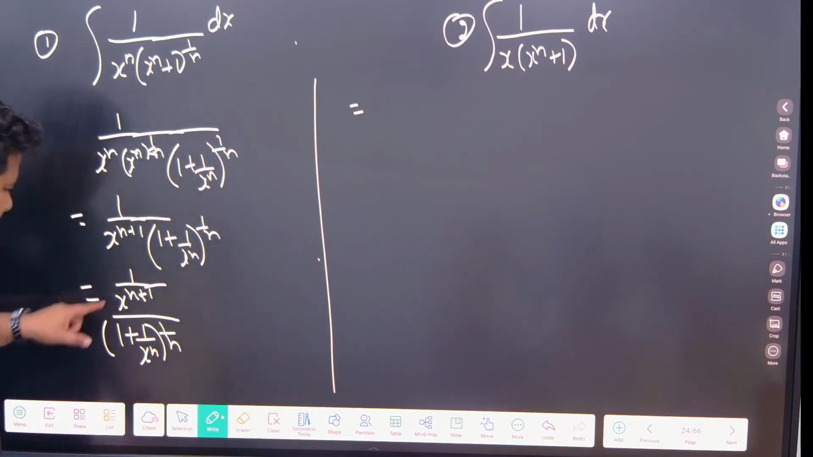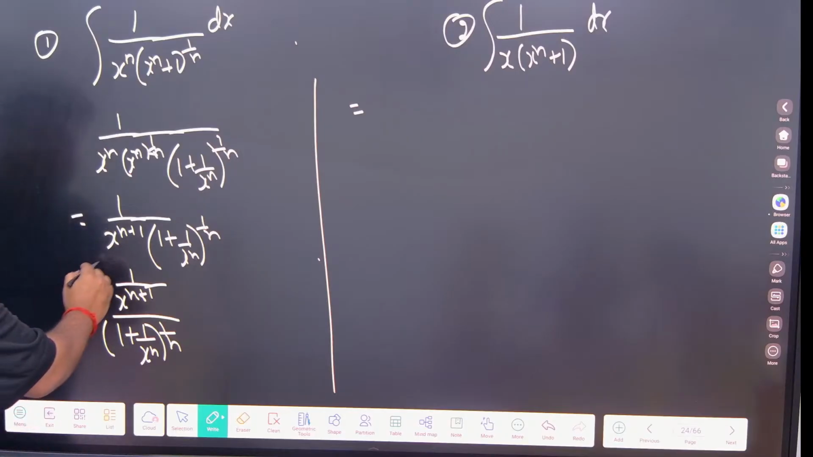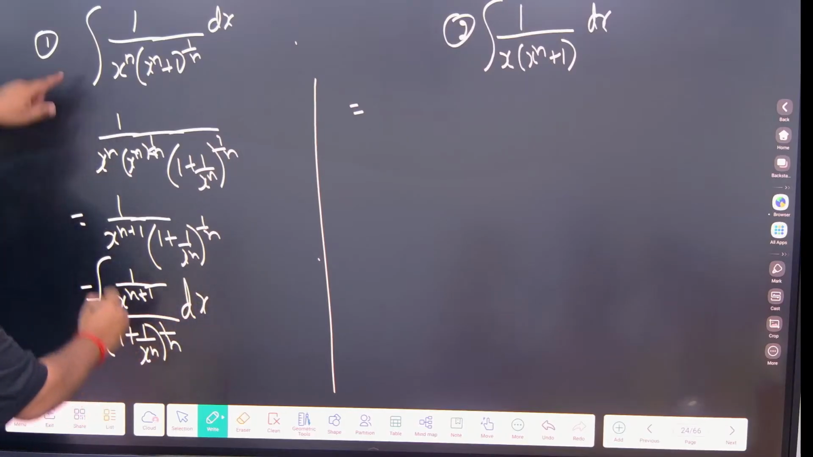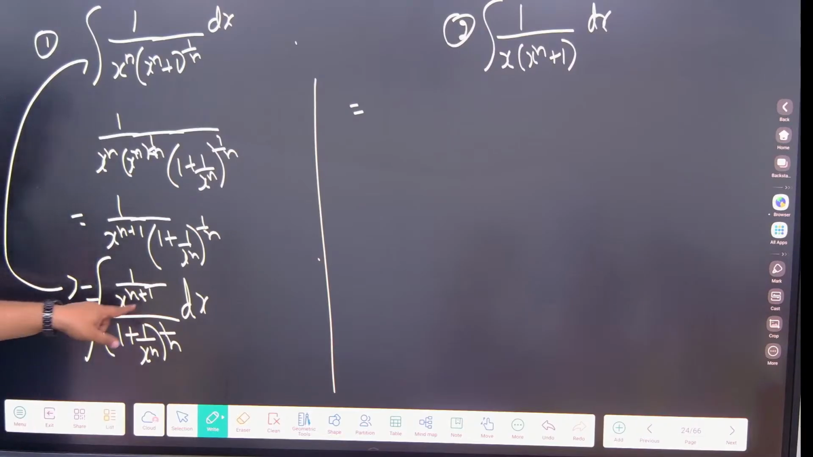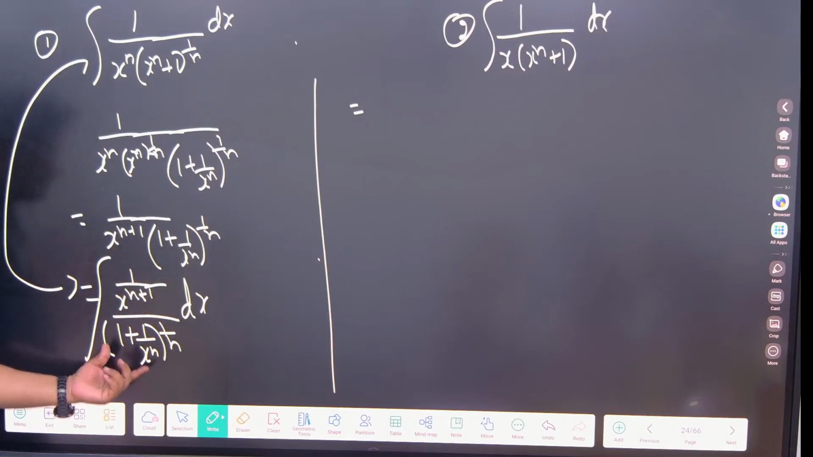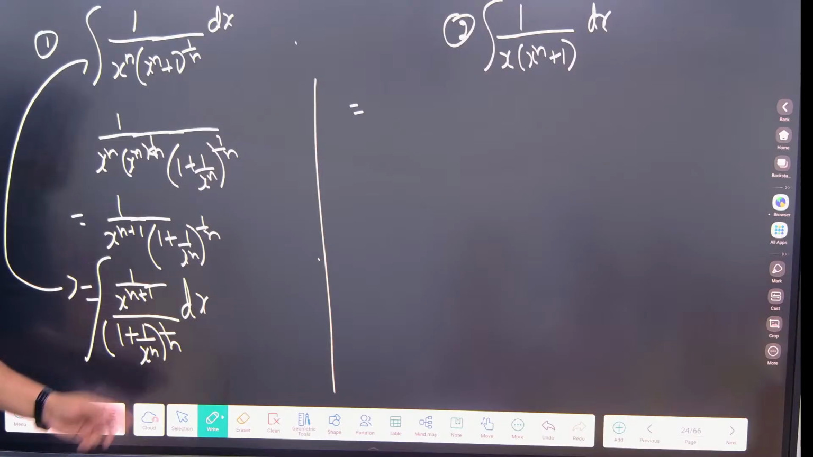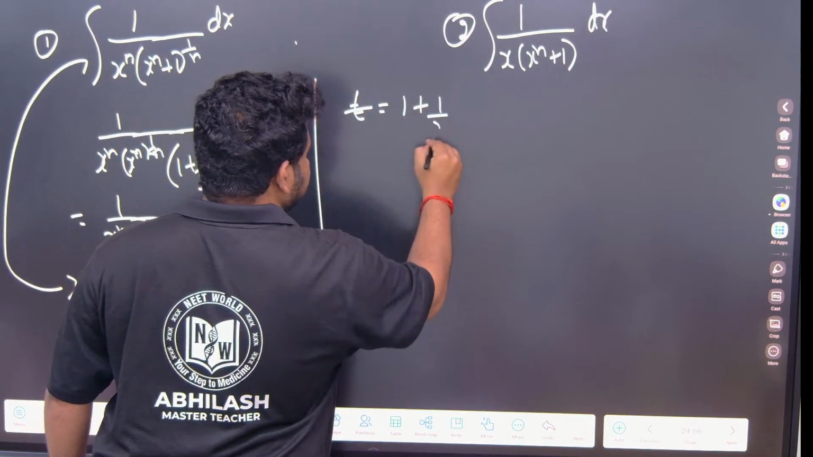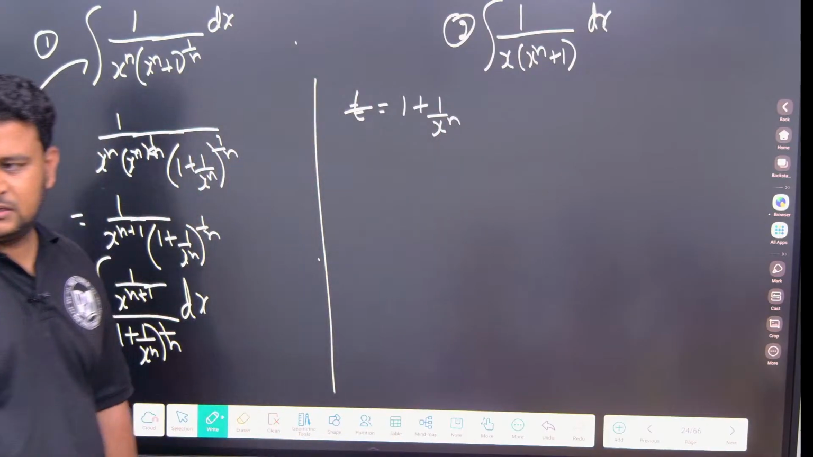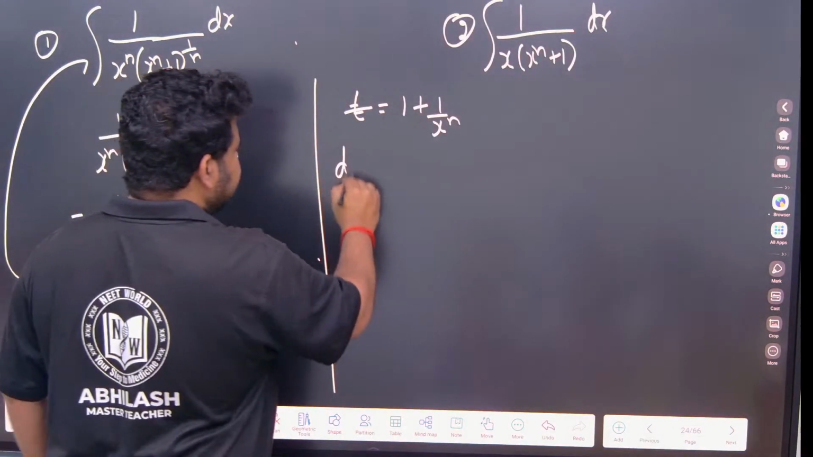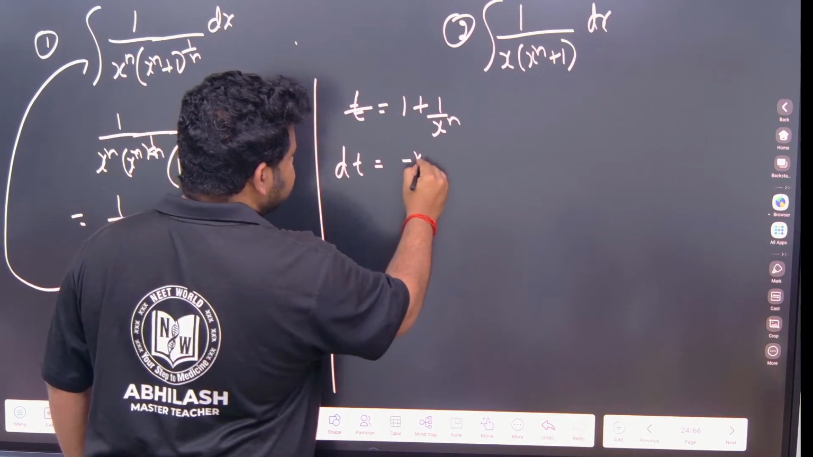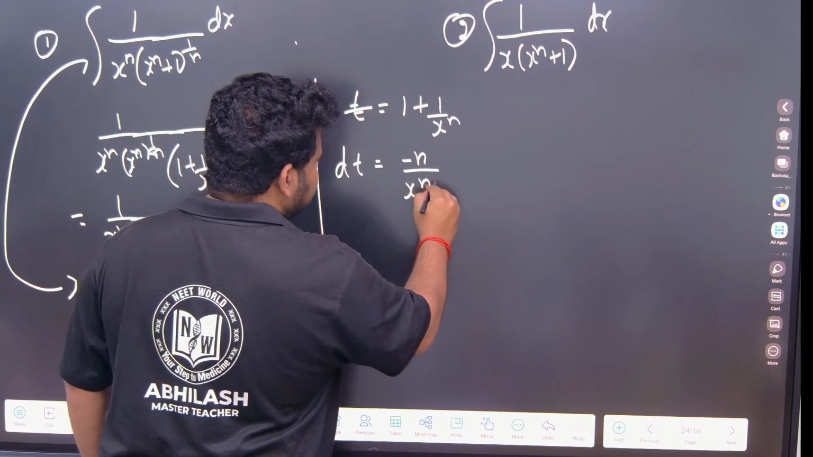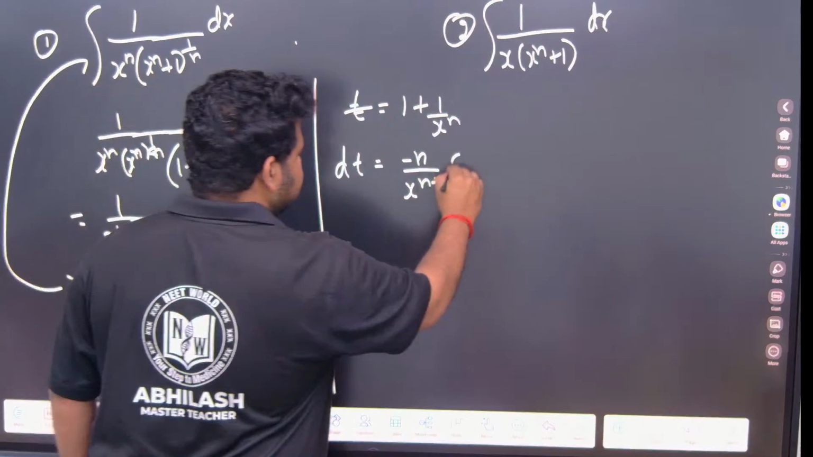So now we are having it like this. So this is the integral of dx. From this only we got here. So integral of dx. Now whatever is in the denominator, 1 by 1 plus x, 1 by x power n, take it as t. Take t is equal to 1 plus 1 by x power n. So dt will become what? dt will be equal to minus n by x power n plus 1 dx.